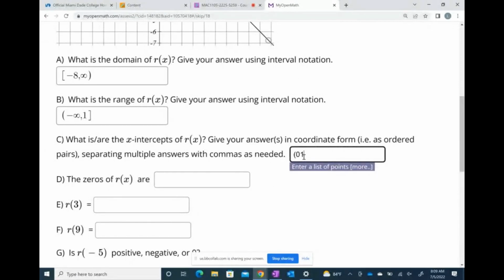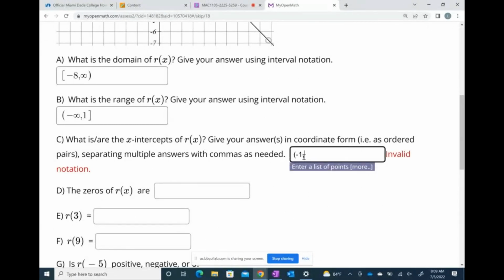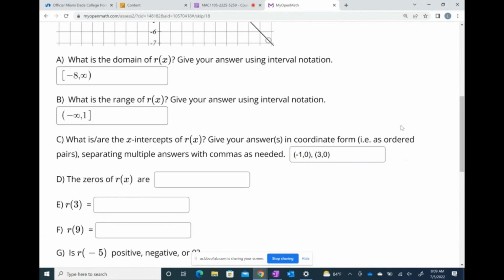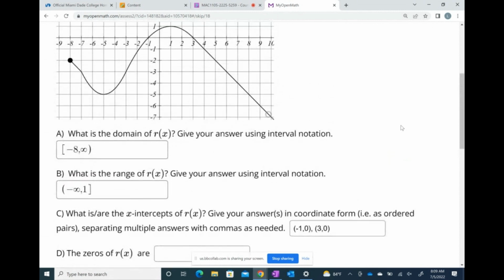So, negative 1, comma 0, and then 3, comma 0. Questions on x-intercepts?